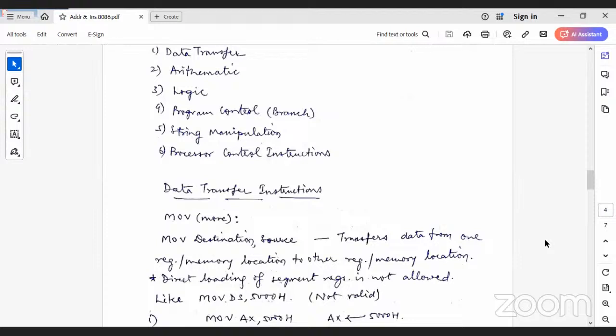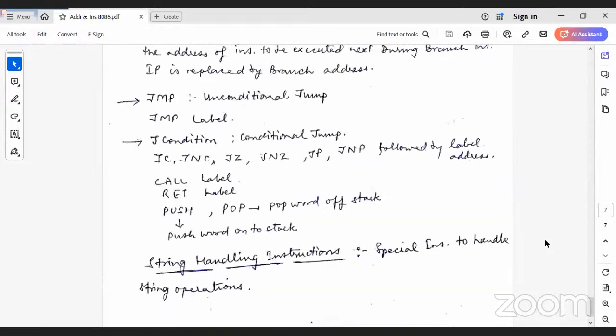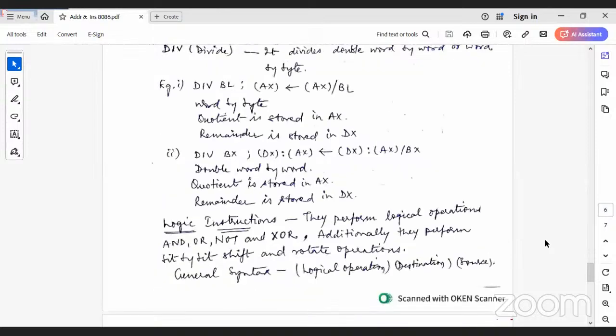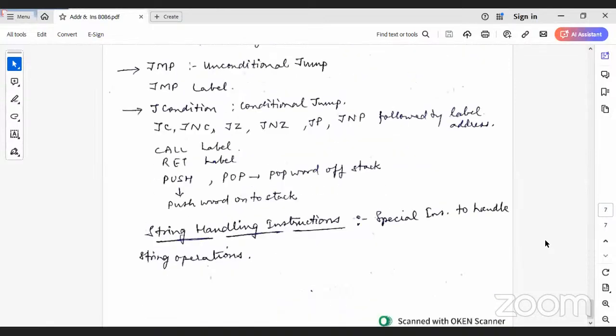Actually, I think it should be RET. RET it should be. It is a mistake there. See, RET label is there. Just now I told, no? RET label. It is a branch instruction. Wait, I will come back to that. So it should be RET label. See, on the screen also you can see RET. That is a printing mistake there.